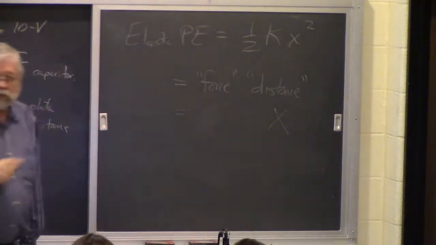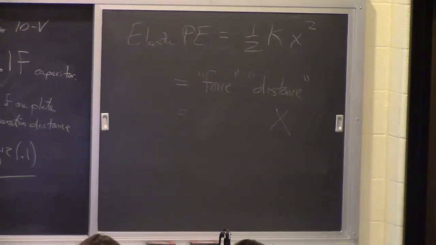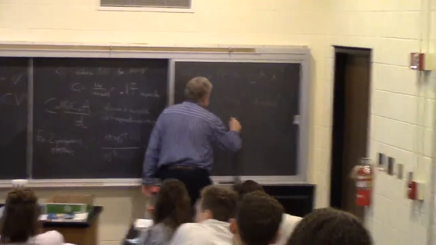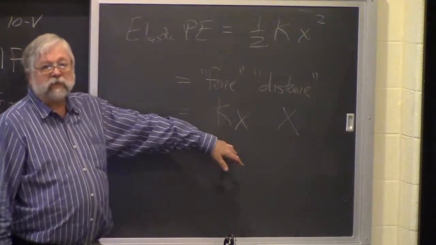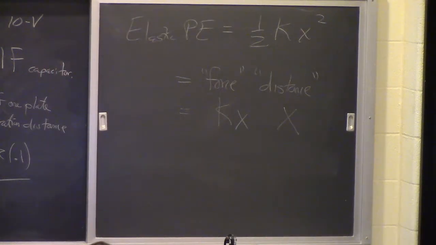You remember the equation for force, spring, Hooke's law? F equals kx. Remember that? So using this simple idea, you think the potential energy would be kx squared. But it's 1/2 kx squared.